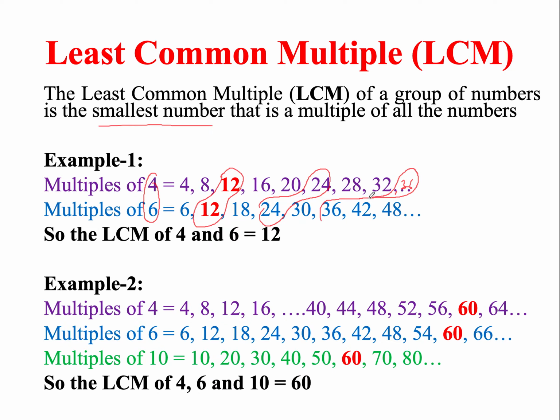But the least common multiple means the smallest of them. So the smallest common multiple is 12. So 12 is the number that satisfies the condition. That means it is divisible by 4 as well as 6. Hence we call it LCM.